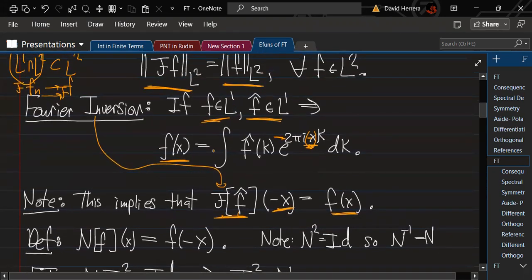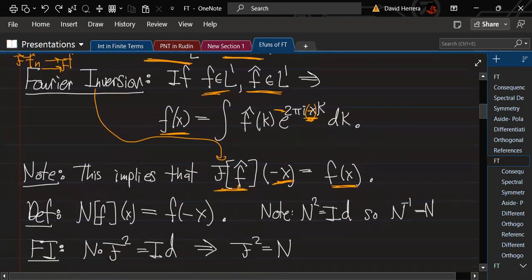Now this identity here, I'm sorry, let me continue before I say that. So we have this identity here. Let's define the operator N f. Now, N f is going to be the operator that takes f of x and replaces it with this new function, f of negative x. On R, you have some kind of function, and f of negative x is going to flip positive and negative.